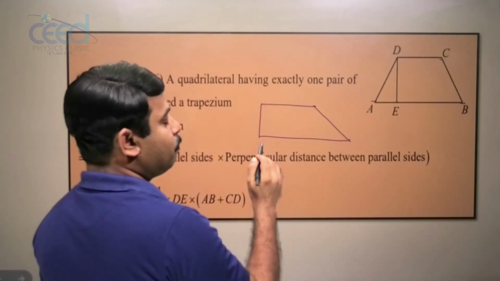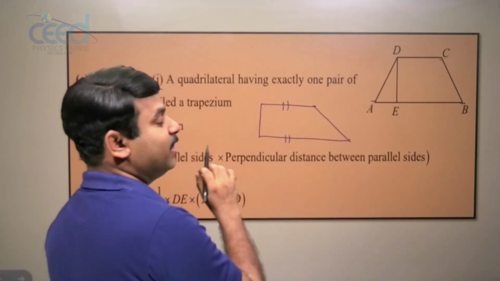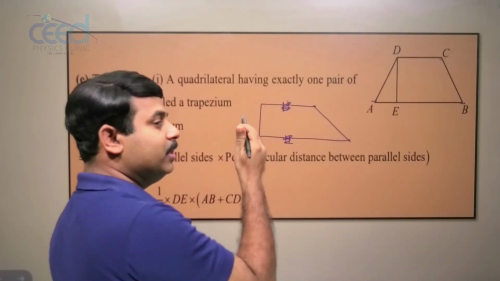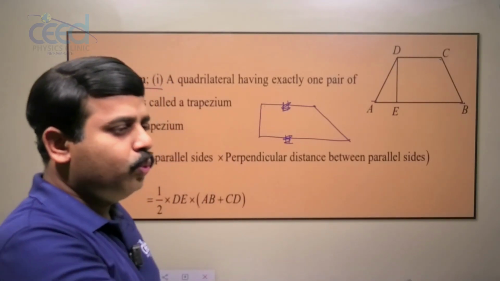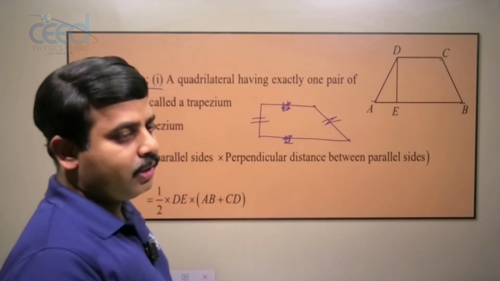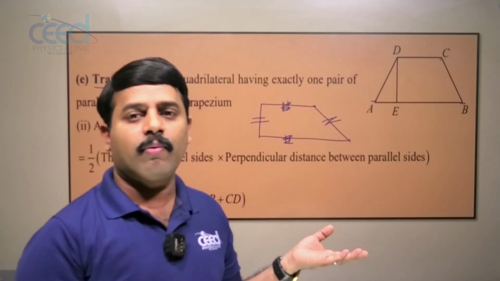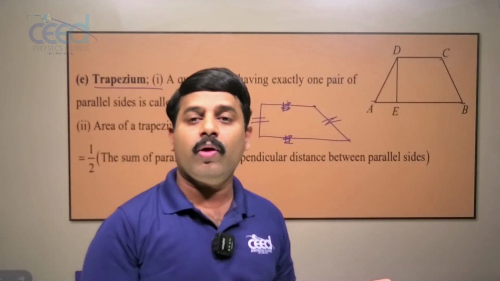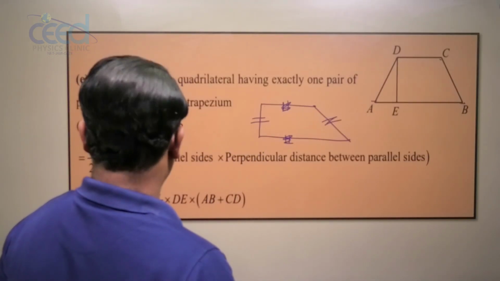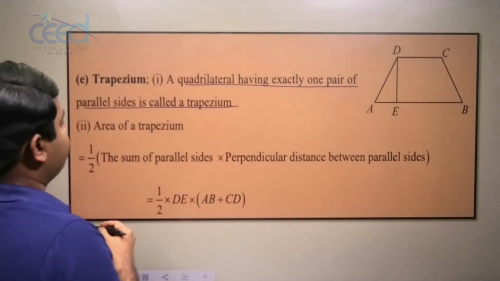These sides are parallel, but not equal. Two sides parallel but not equal. One pair should be parallel in a trapezium, but the remaining other sides need not be equal or parallel. If those also are parallel, it changes to a parallelogram or a rectangle. That is a different case, right? So a quadrilateral having exactly one pair of parallel sides is called a trapezium.